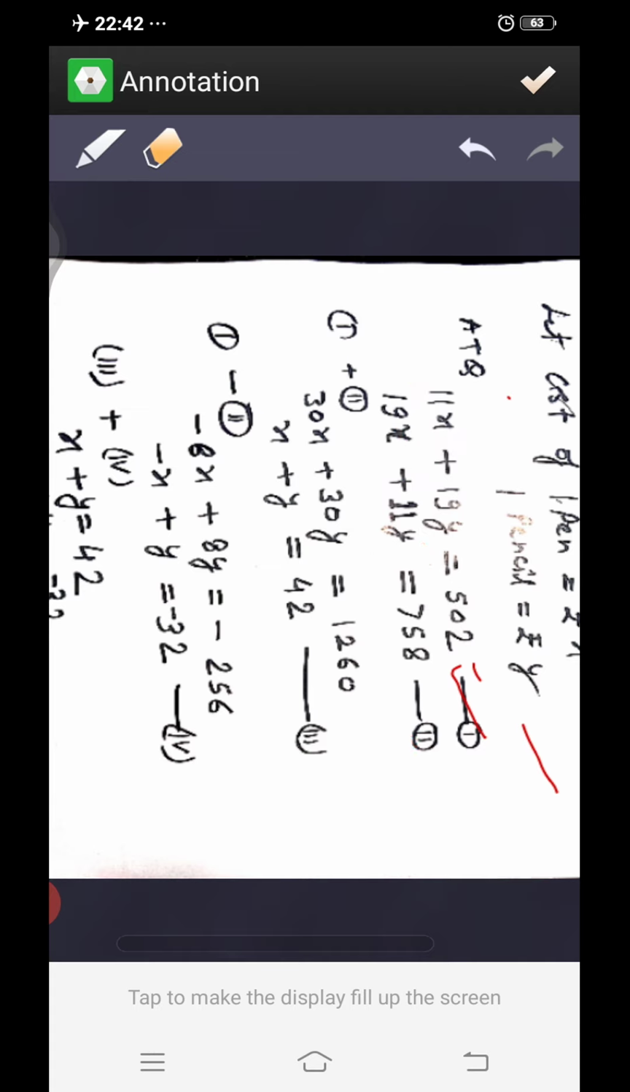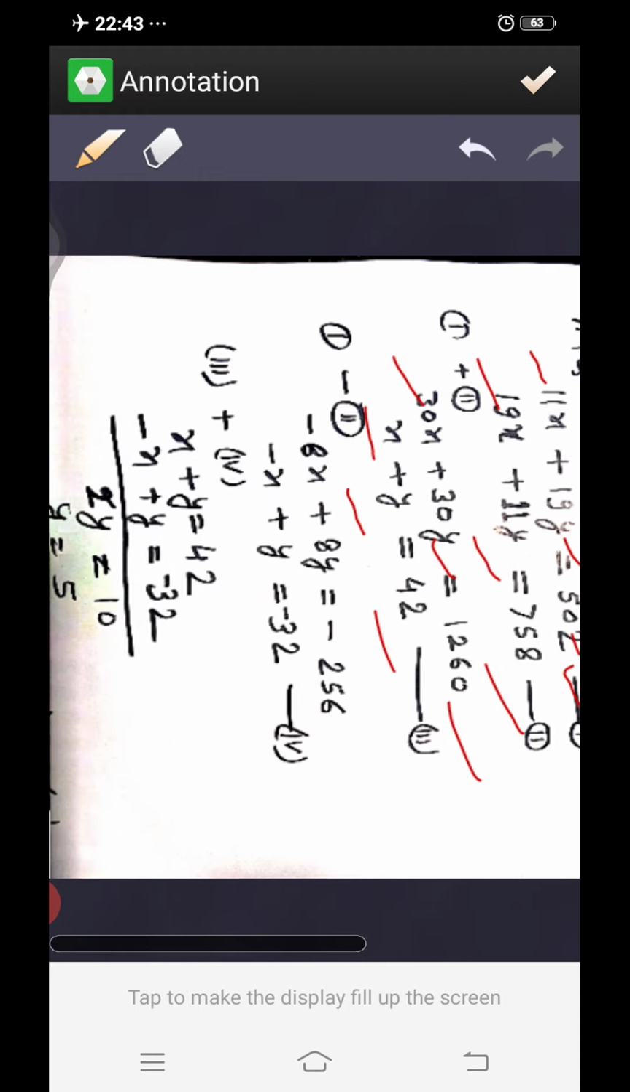So 11x plus 19x, that is 30x. Then 19y plus 11y, that is 30y. 502 plus 758, that is 1260. So it is divisible by 30. So here x plus y equal to 42. We get third equation. Now once we have added both the equations, now we will subtract first from second. First minus second. So 11x minus 19x, we will get minus 8x. 19y minus 11y, so we will get plus 8y.